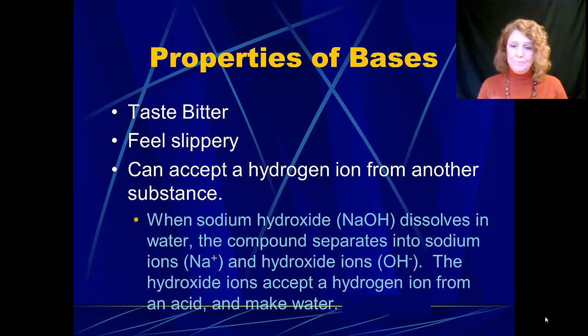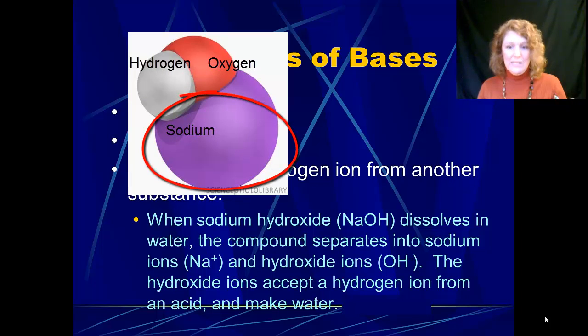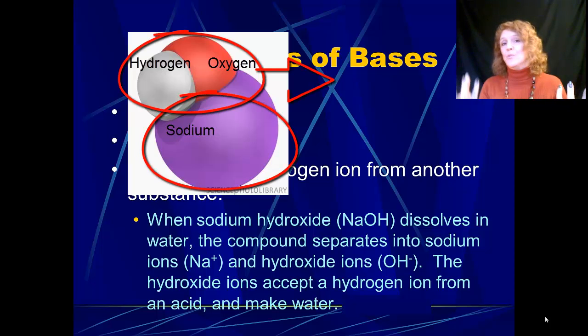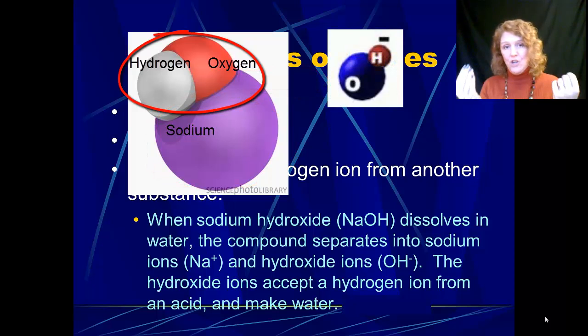For example, let's start with something called sodium hydroxide, NaOH. And when we dissolve that in water, the compound separates into sodium ions and hydroxide ions, which is OH negative, which means it's got an extra negative charge. It's got some extra electrons.